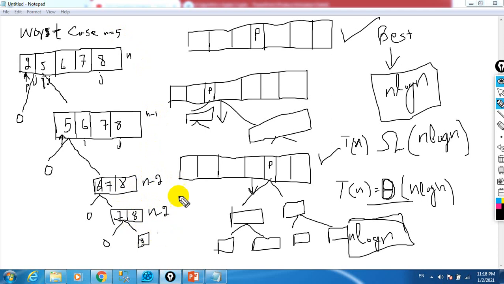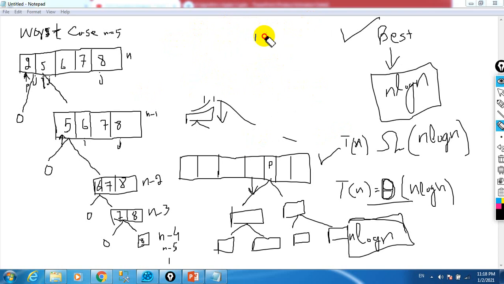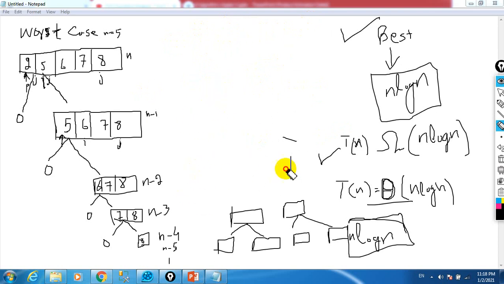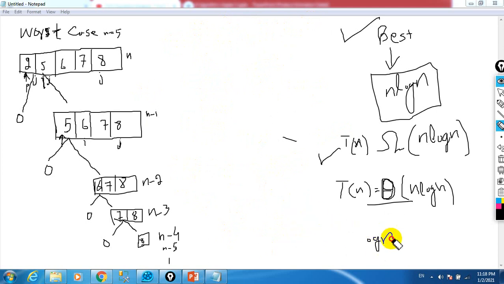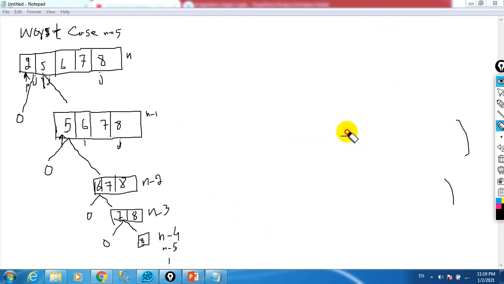Sorry, here we will have n minus 3. Here we will do n minus 4 comparisons. If we have some more elements, we will move to n minus 5 in general, then n minus 6, up to 1. So now we can say, look at this, let me remove this. n minus 1, n minus 2, n minus 3, n minus 4, n minus 5, up to 1. It will move up to 1.